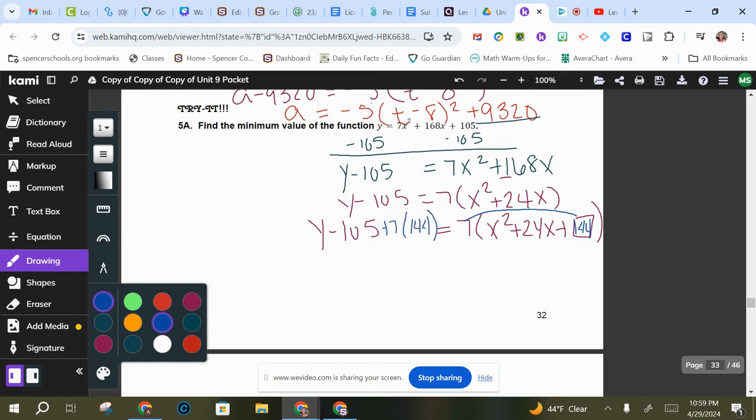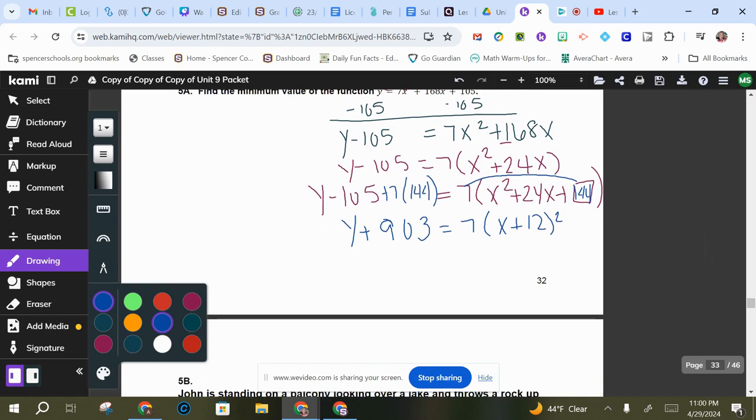So I put that in my calculator. Negative 105 plus 7 times 144, I'm going to get y plus 903 equals 7, and then I'm going to put this in my binomial. So x plus 12 squared. The last part's the easy part. You just take away 903 from both sides.